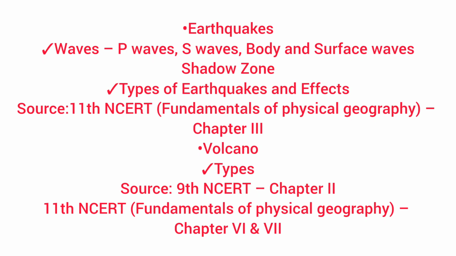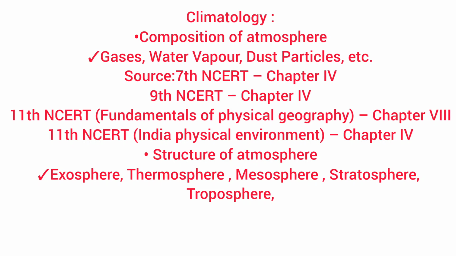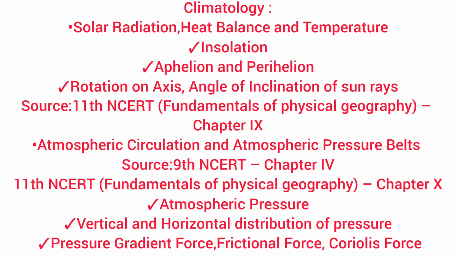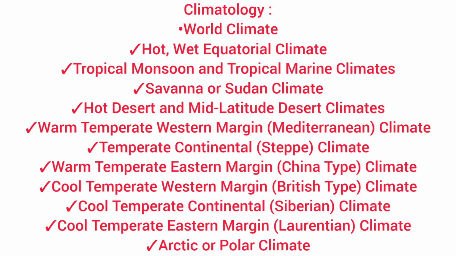And after geomorphology, you have to cover climatology, which contains composition of atmosphere, structure of atmosphere, solar radiation and heat balance, atmospheric circulation, weather conditions, climatic phenomena, world climatic conditions, and about cyclones and the types of cyclones. This climatology can be covered from class 9th and 11th NCERT, and you can also refer to GC Leong book, chapters 13 to 25. So if you want to refer to it, you can just see that book.